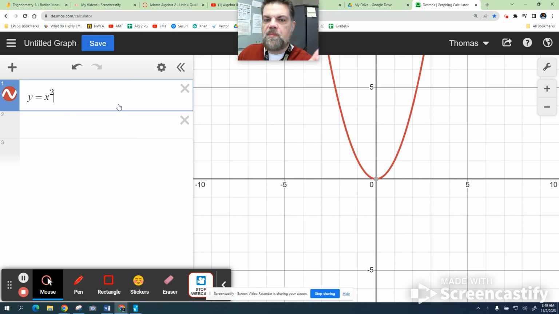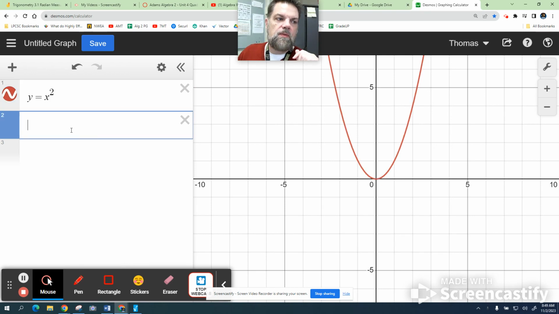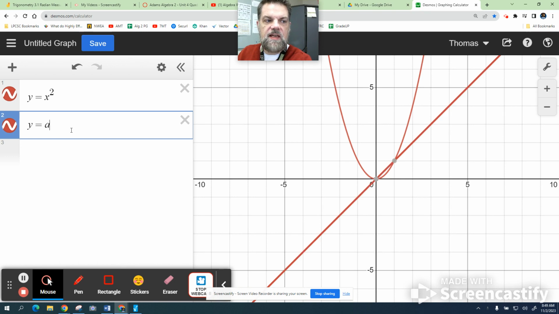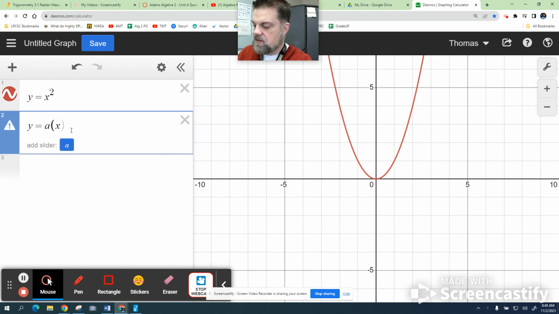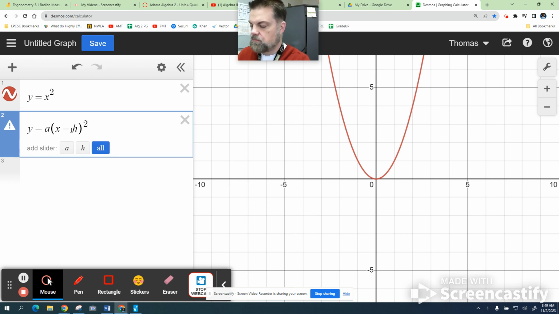So this is our parent function, x squared. And what we want to do is remember that we have y, and please type this in your Chromebooks as well. Type a, and start your parentheses, x minus h, close your parentheses, shift 6, put your 2, plus k.